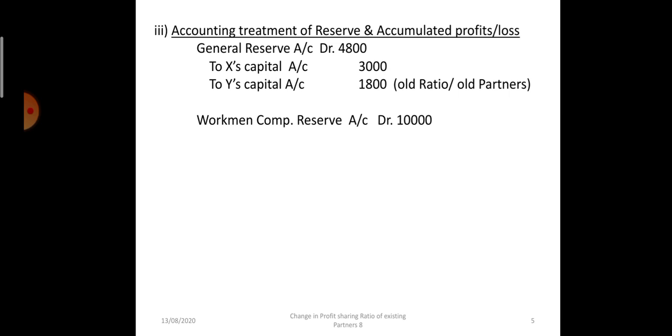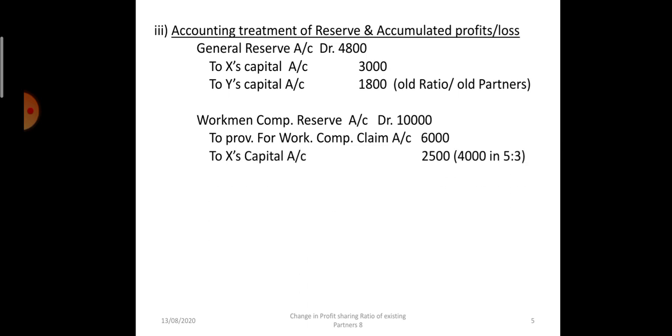Then workman compensation reserve 10,000. Out of this, 6,000 will be transferred to the claim. So to provision for workman compensation claim 6,000. Now balance 4,000 is left. In which ratio will it be distributed? The old ratio, that is 5:3. To X's capital 2,500, to Y's capital 1,500 rupees.